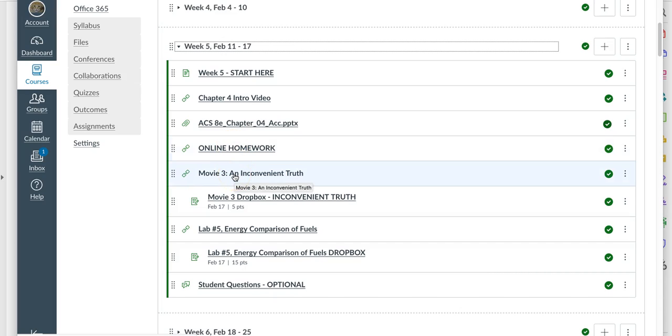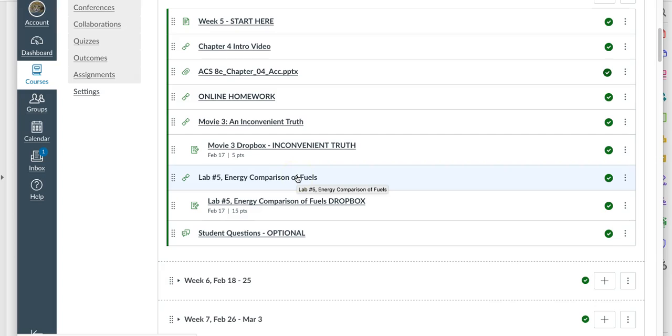Our third movie this week, An Inconvenient Truth, about global climate change. There's your Dropbox for that. And then I promise this week's lab isn't quite as bad as last week. The energy comparison of fuels.